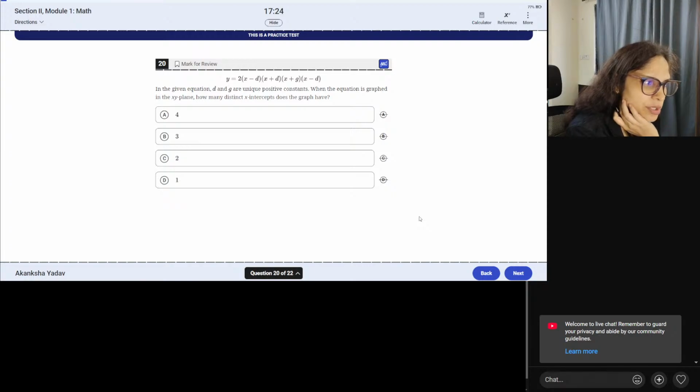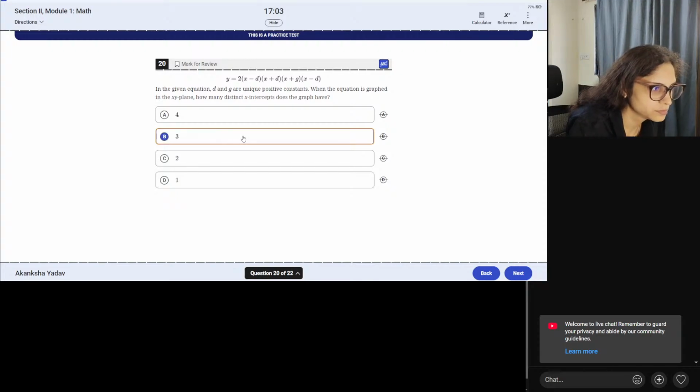Okay, in the given equation, D and G are unique positive constants. When the equation is graphed, how many distinct x-intercepts does it get? So you are getting D over here, negative D over here, negative G over here, D again. So you're getting D, negative D, negative G. So there are 3.